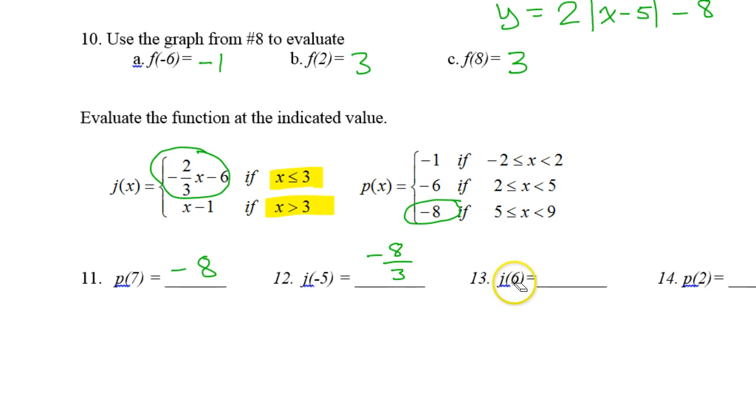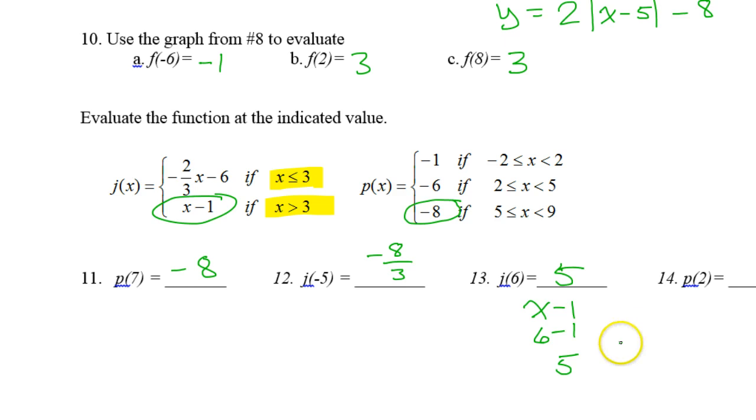All right, the next problem is also about function j. And we have 6. Is 6 less than or equal to 3? No. Is 6 greater than 3? Yes. That's why we're going to use this function now. So x minus 1, and it becomes 6 minus 1, which is 5.